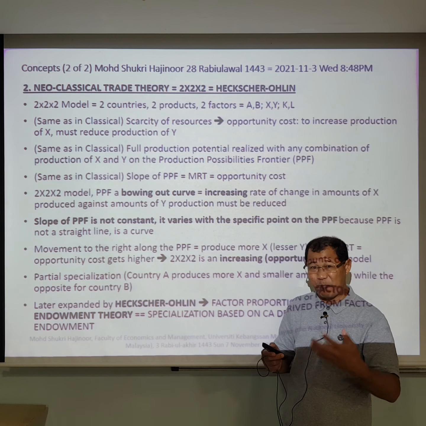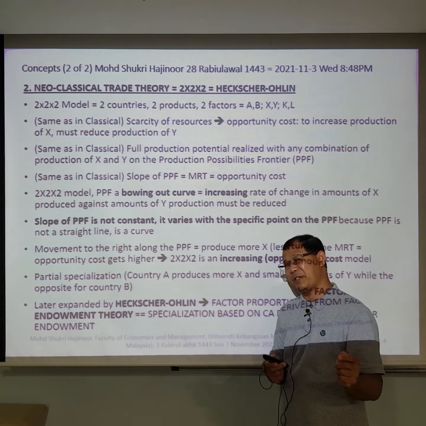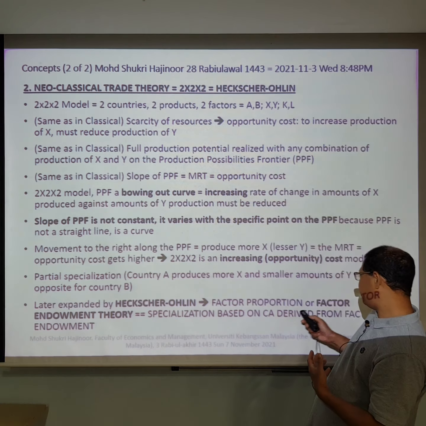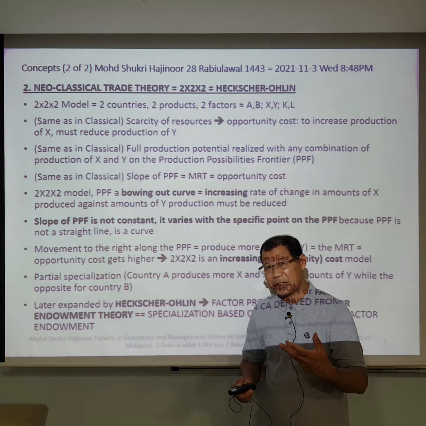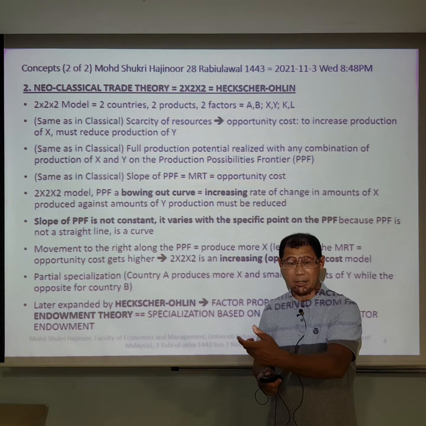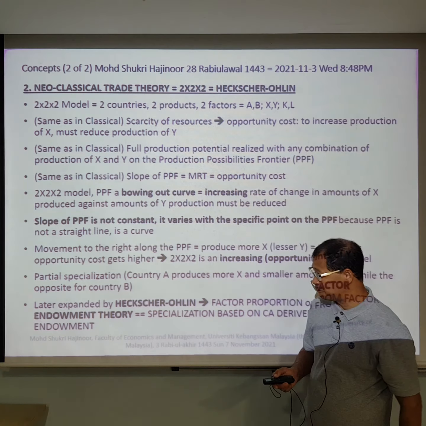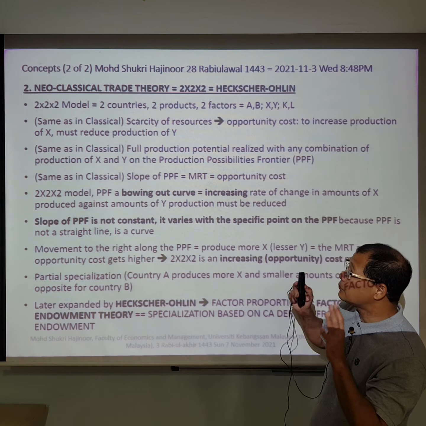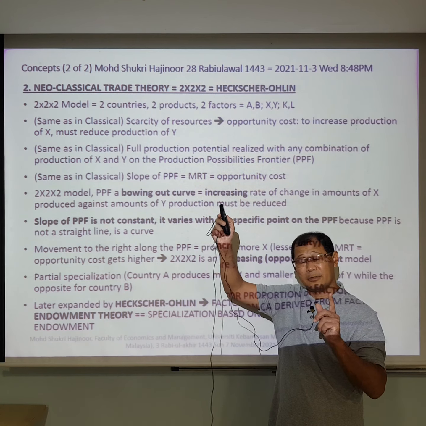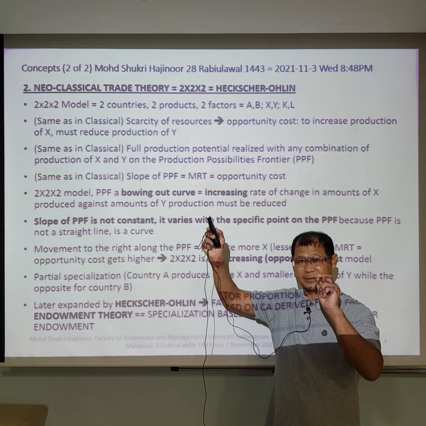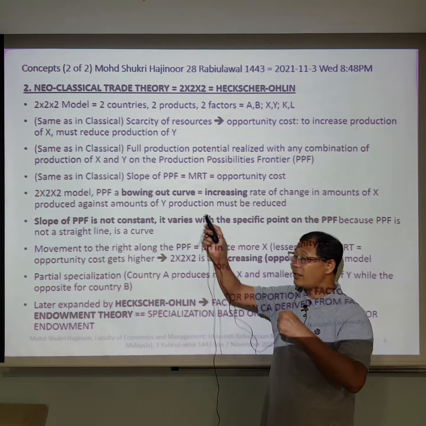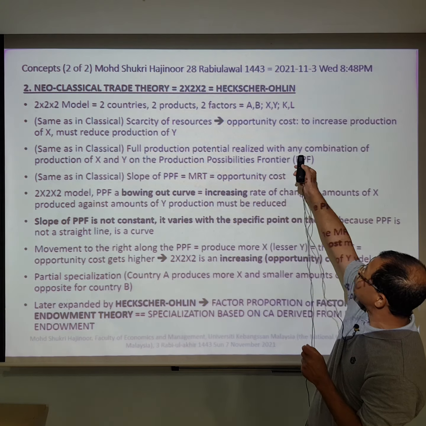If a country has more labor, that country must specialize in labor-intensive products. If that country is abundant with capital, that's why it's factor endowment, that country should specialize in the production of capital-intensive products. So the difference here is 2 by 2 by 2: two countries, two products, and two factors. Previously, it was 2 by 2 by 1, only one factor, labor. Now, two factors, capital and labor.